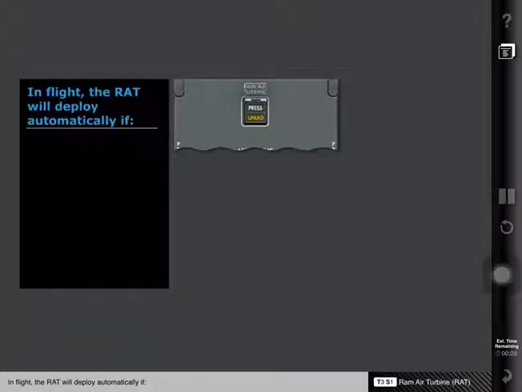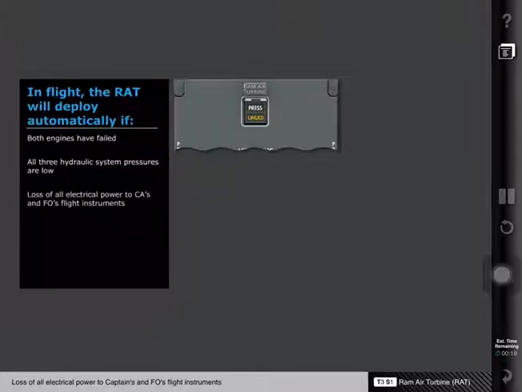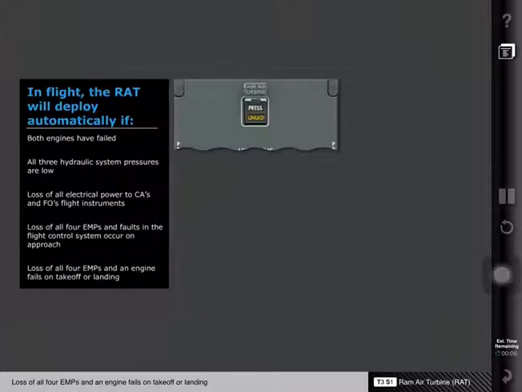In flight, the RAT will deploy automatically if both engines have failed, all three hydraulic system pressures are low, loss of all electrical power to the captain and first officer's flight instruments, loss of all 4 EMPs and faults in the flight control system occur on approach, or loss of all 4 EMPs and an engine fails on takeoff or landing.